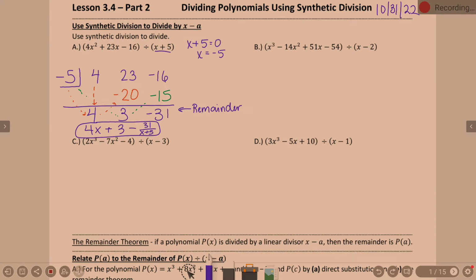We need to try the next one and see how we're feeling about it. I will say, I feel like you usually use synthetic division with the bigger examples. Okay? And by the way, if you take example A back to Friday's notes, it's the same answer. Yes, you could have done A with long division. Well, we did do A with long division on Friday. Same exact answer. Synthetic division is just a shortcut. Let's try B then.